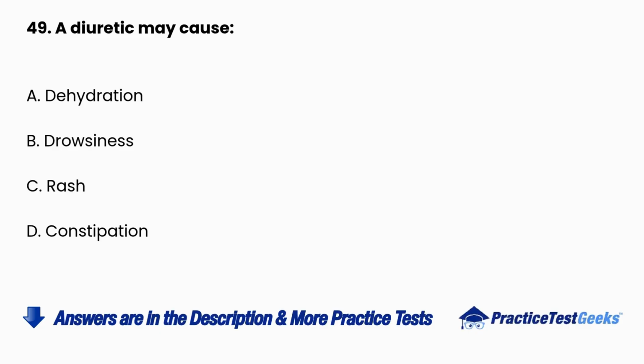49. A diuretic may cause A. Dehydration. B. Drowsiness. C. Rash. D. Constipation.